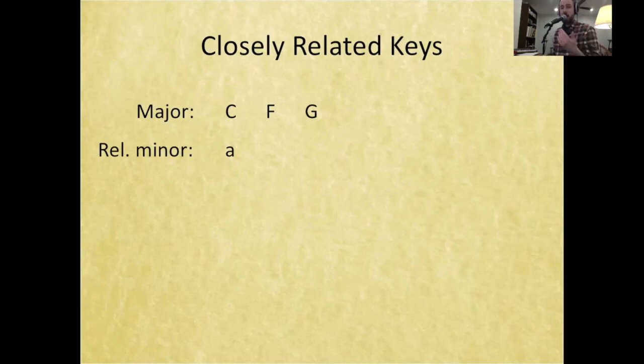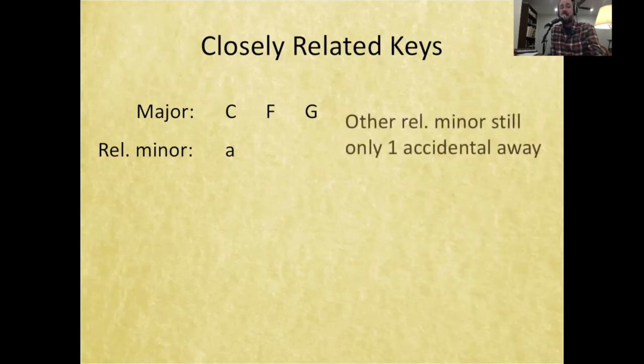But this idea of relative minors continues even farther because we can use the relative minors of both F and G major to fill out what I call our network of closely related keys. So we can think about both of those major keys with one flat and one sharp and think about their relative minors, D minor and E minor.